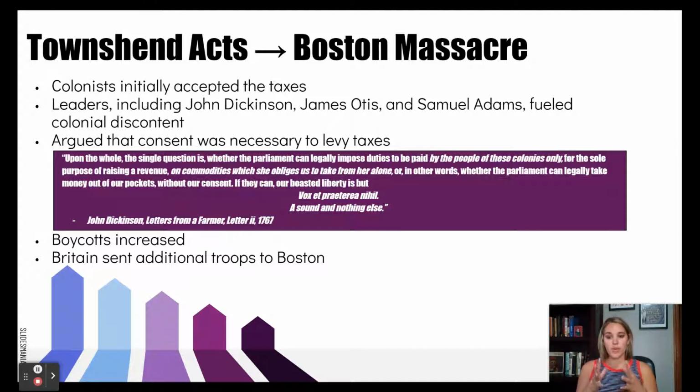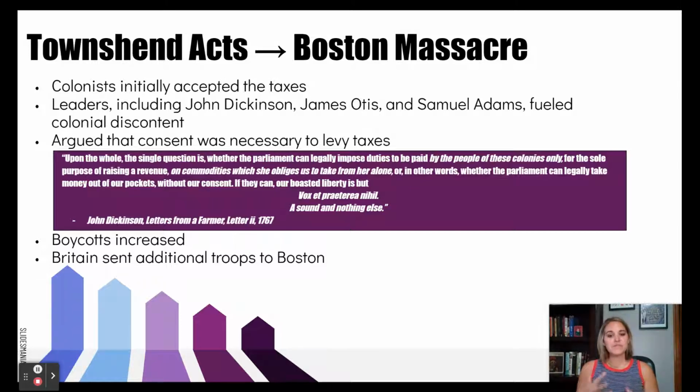Here's a quote from one of the letters that John Dickinson wrote. Upon the whole, the single question is whether the Parliament can legally impose duties to be paid by the people of these colonies only for the sole purpose of raising a revenue on commodities which she obliges us to take from her alone. Or in other words, whether the Parliament can legally take money out of our pockets without our consent. If they can, our boasted liberty is but a sound and nothing else.